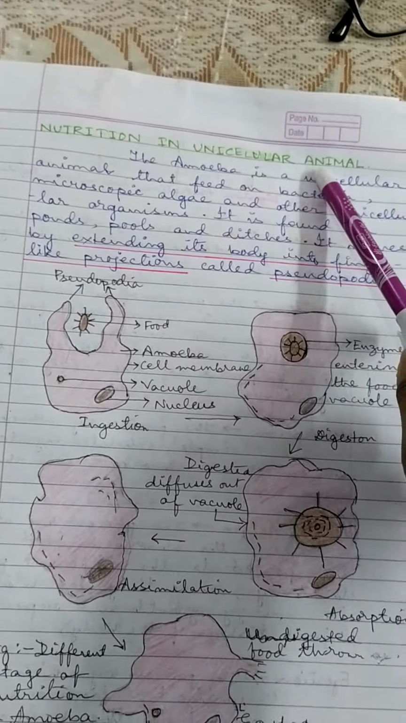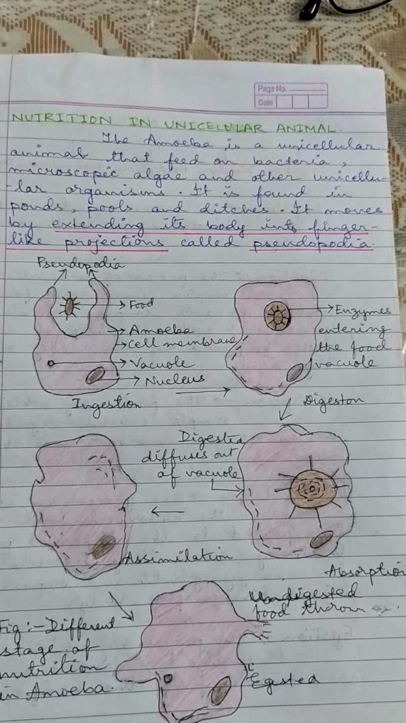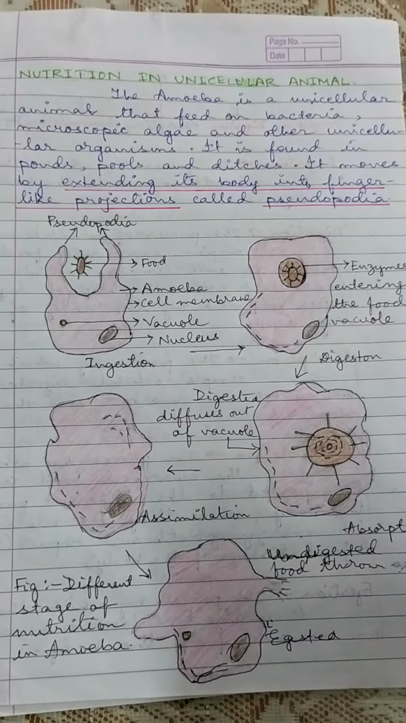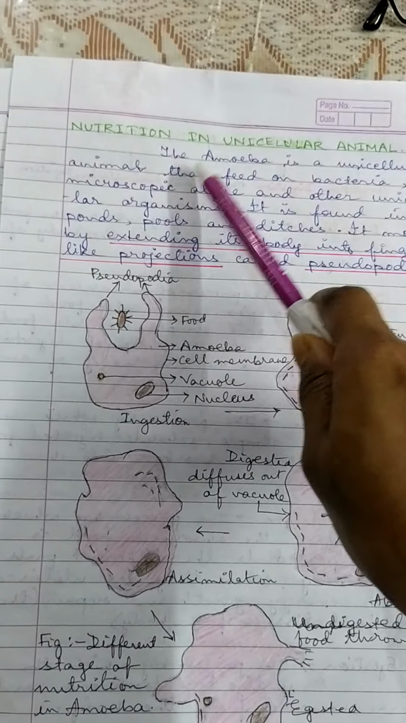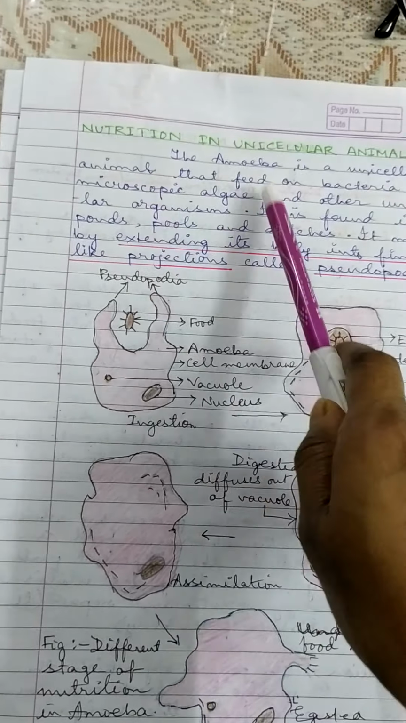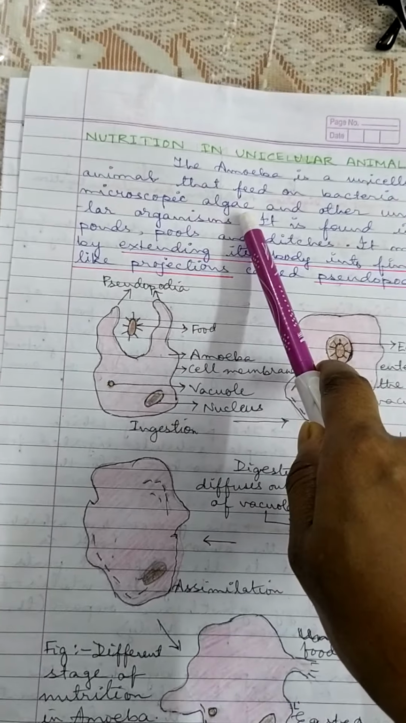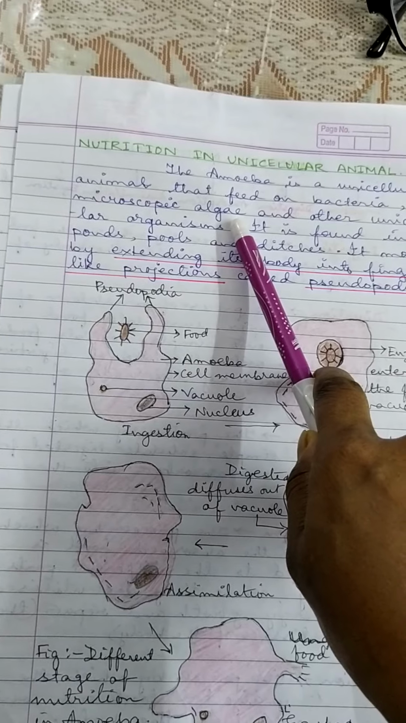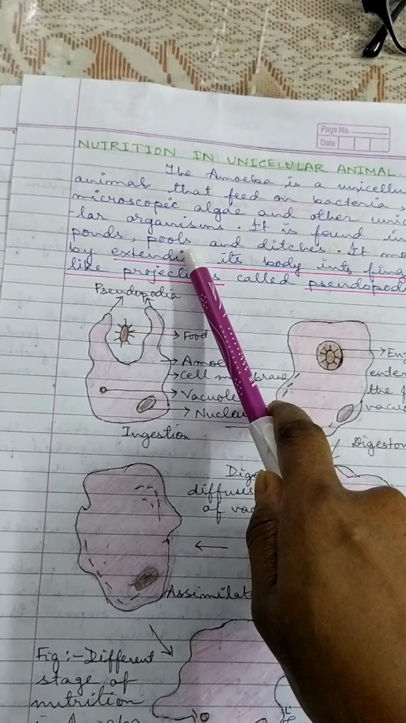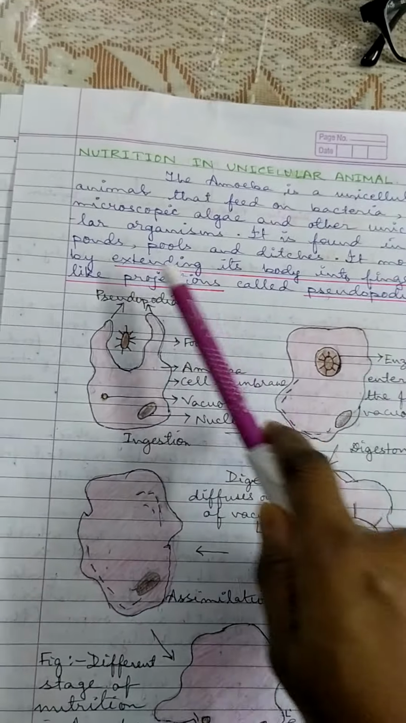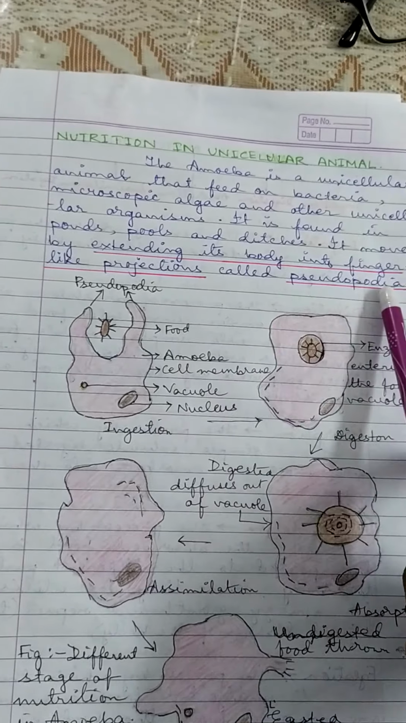nutrition in unicellular animals. We all know that unicellular animals don't have a properly defined body structure. It is a simple one with a single-cell body. Amoeba is an ideal example for that. The amoeba is a unicellular animal that feeds on bacteria, other unicellular animals, microscopic algae, very micro-sized plants, and other unicellular organisms. It is found in ponds, pools, and ditches. It moves by extending its body into finger-like projections called pseudopodia.